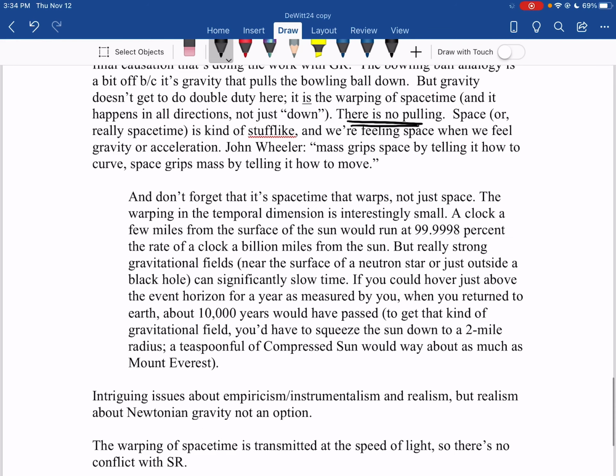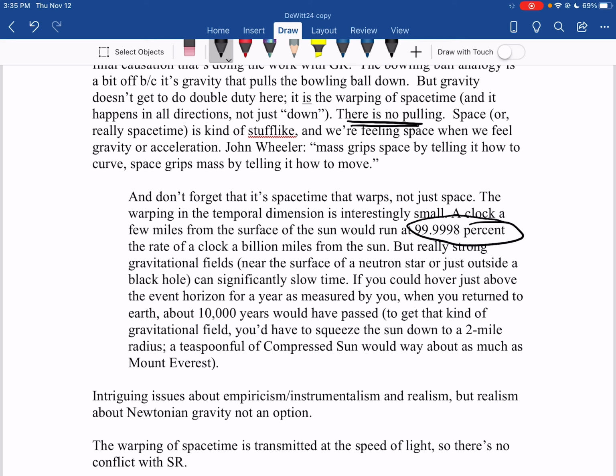So, we focused on space here, but gravity warps space-time, not just space. The warping of time, or the time part or aspect of space-time, is surprisingly small. If you could move a clock a few miles from the surface of the sun, it would be very difficult to detect the extent to which it slows down.